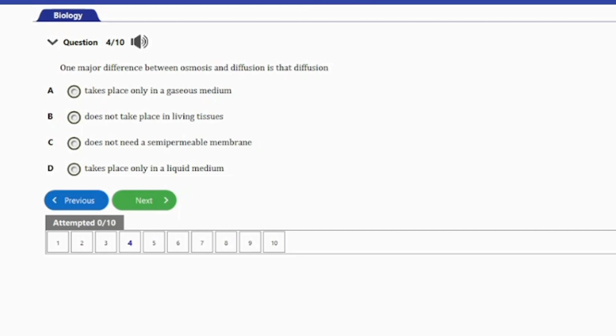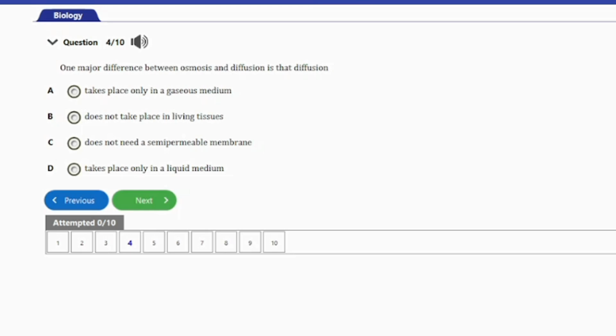Let's consider the next question, question number 4. It says, one major difference between osmosis and diffusion is that diffusion: A. takes place only in a gaseous medium, B. does not take place in living tissues, C. does not need a semi-permeable membrane, D. takes place only in a liquid medium. The answer to this question is option C.